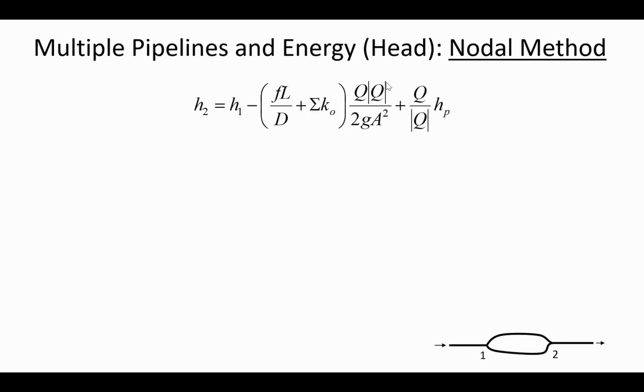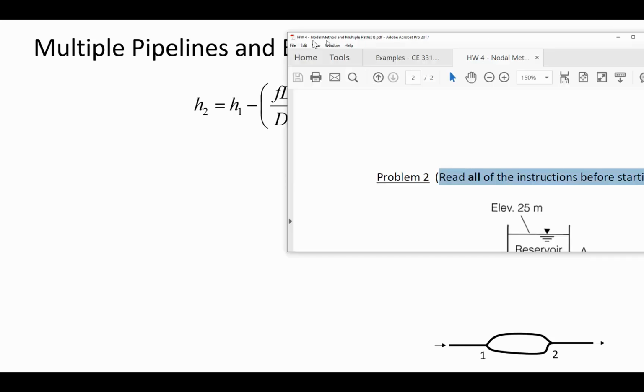And then the absolute value is useful because sometimes in a pipe network you don't know if the water is going one direction or the other. Like going back to the homework, let me show you that homework problem, this one.